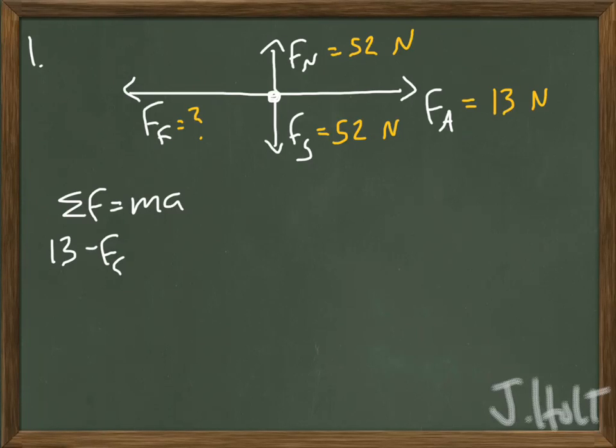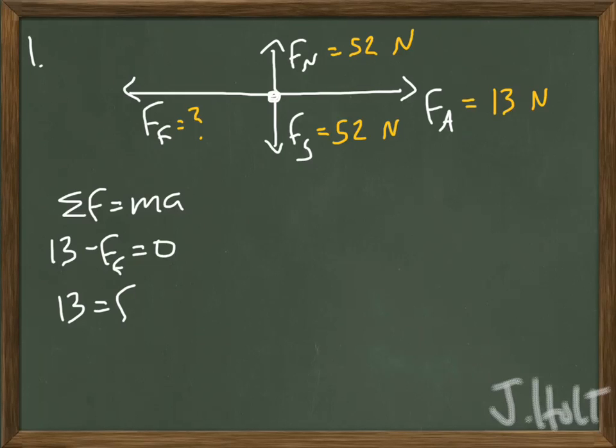We know that the sum of the forces equals mass times acceleration. Well, the sum of the forces are the positive force minus the negative force. In this case, we're talking about the x direction, so the positive force would be 13. The negative force would be the force of friction. And all that equals mass times acceleration, which turns out to be 0.